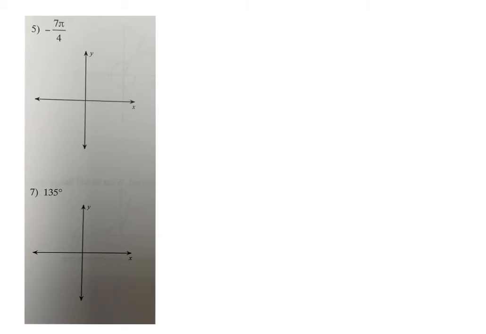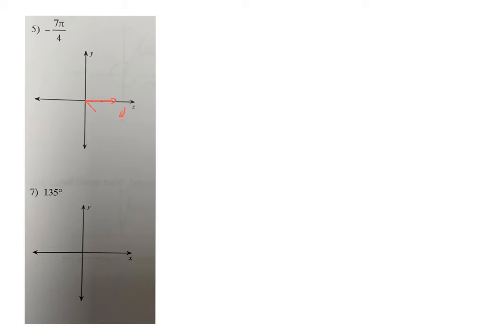For these, draw an angle with the given measure in standard position. Then give a positive and negative coterminal angle for the given angle. So the first thing they wanted is in standard position. So that means I'm going to start here. And this is negative, so I'm going to go this direction.